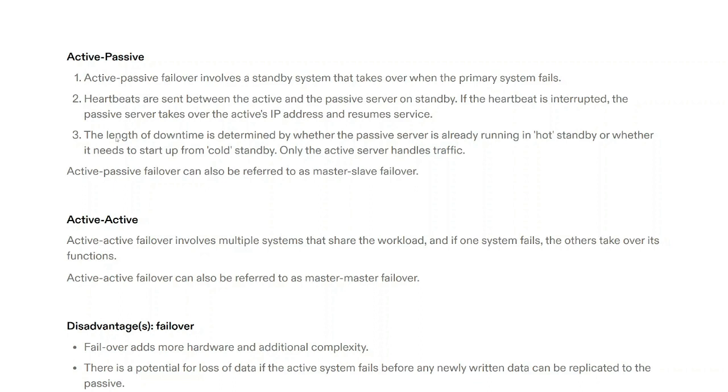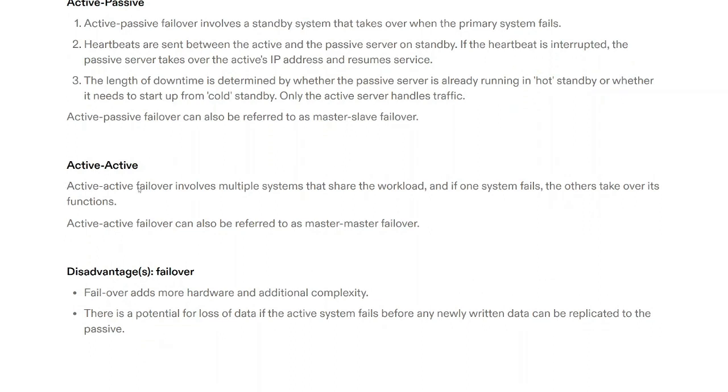Now, how long will this gap be? How long will the downtime be? That is determined by how the standby server was kept. There are two possibilities. First is hot standby, second is cold standby. Hot, you can consider basically a sleep mode. The standby server was sleeping, and whenever it gets to know that it has to come into service, it becomes active very quickly. But cold standby means the server first has to start itself and then start processing the requests. So in case of cold standby, the downtime can be a little longer. Active passive failover can also be referred to as master slave failover.